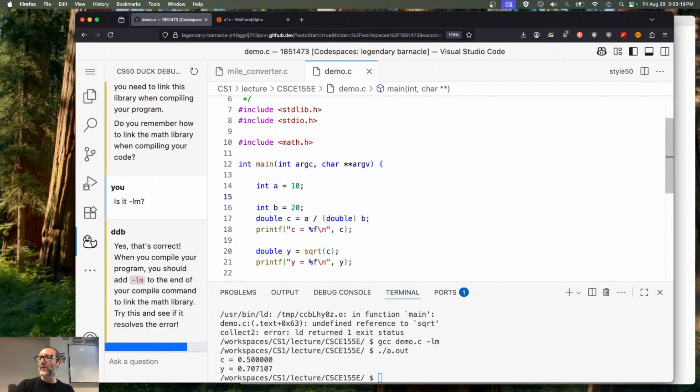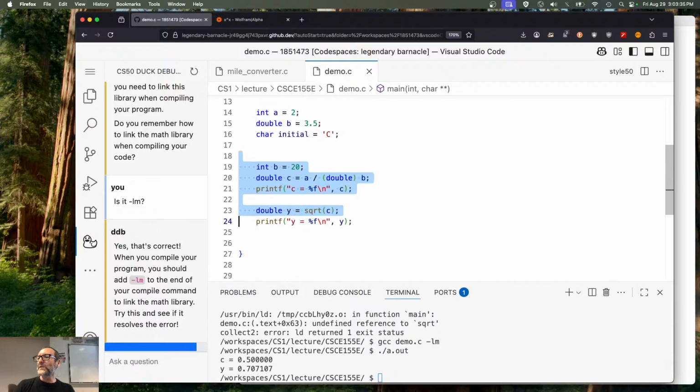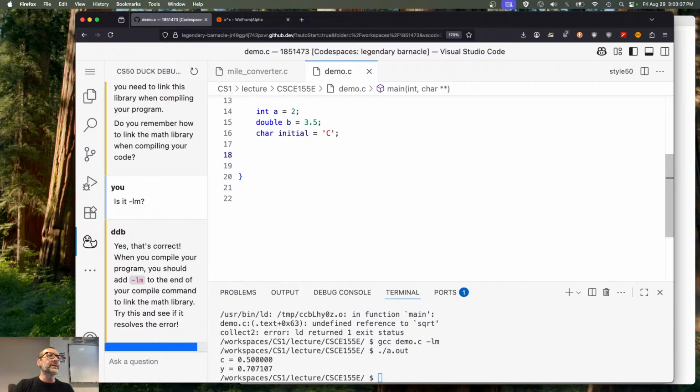I'll go ahead and preserve. Let me change it to 42. 42, there's A. Let's do a double as well. Double B is equal to 3.5, right? And char initial is equal to my initial C. Right? Now let's use printf to print all of these out.